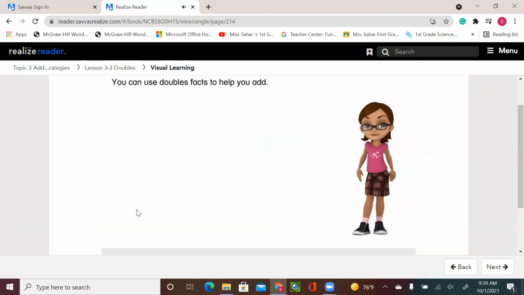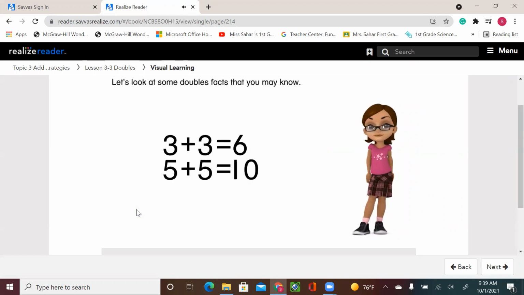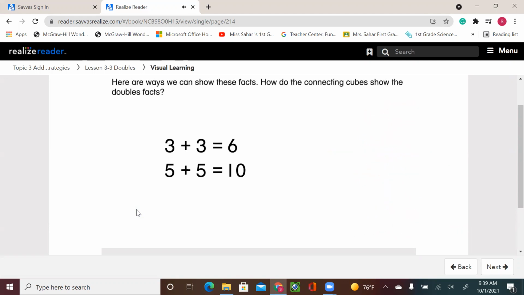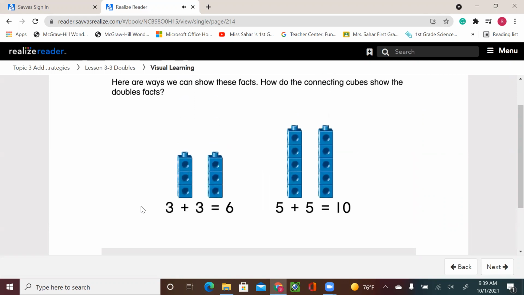You can use doubles facts to help you add. Let's look at some doubles facts that you may know. Here are ways we can show these facts. How do the connecting cubes show the doubles facts?